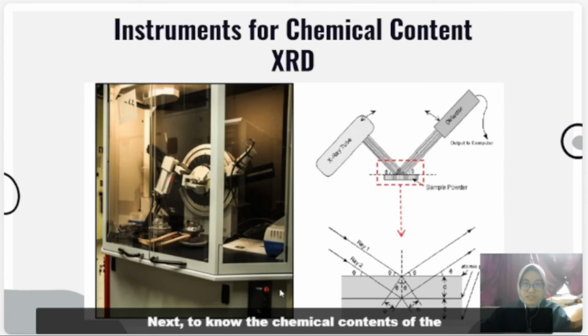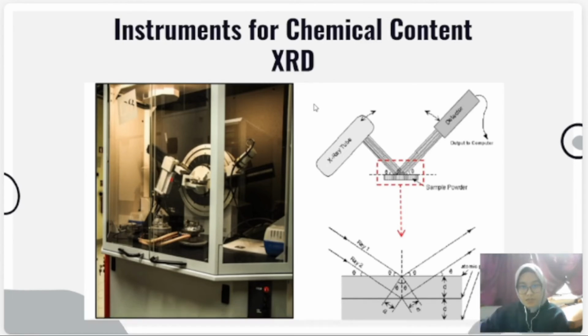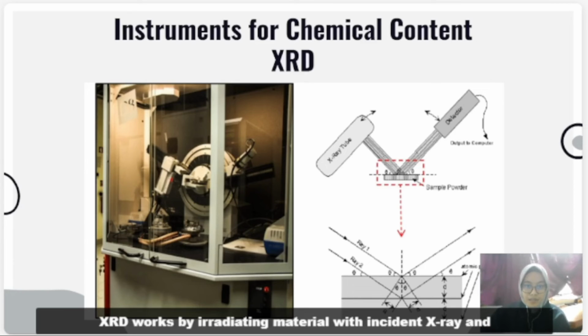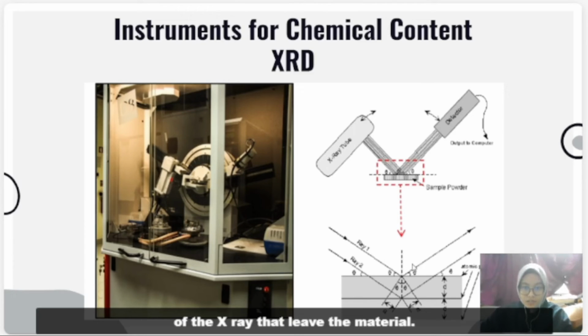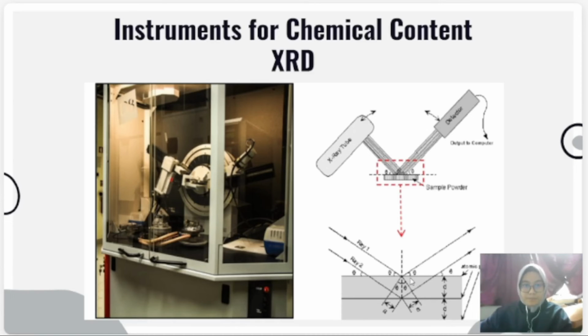Next, to know the chemical contents of the material, we can use X-ray diffraction. X-ray diffraction analysis (XRD) is a technique used to determine the crystallographic structure of a material. XRD works by irradiating a material with incident X-rays and then measuring the intensities and scattering angles of the X-rays that leave the material.